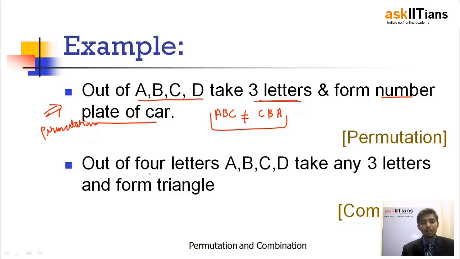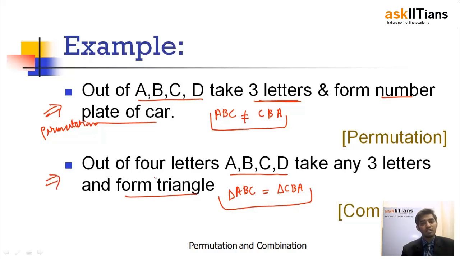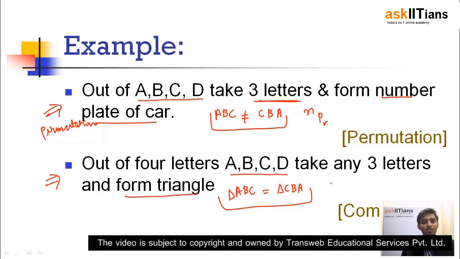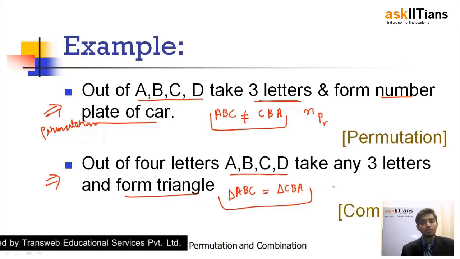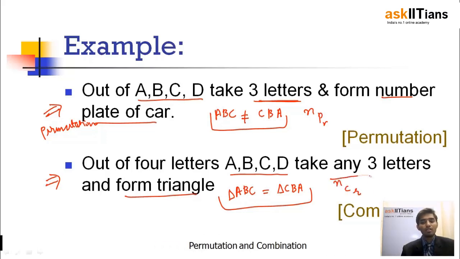while in the second part you can see that there are again 4 alphabets and you have to form a triangle. If there is a triangle ABC, that will be equal to triangle CBA also. So in this case order does not matter, and if the order does not matter, this becomes a problem of combination. So wherever order is important, that becomes a problem of permutations, and you will use the formula nPr. And wherever only selection is required, there is no particular order in which the letters or the objects can be arranged, there you will use combinations, and the formula that you will use is nCr. This is the basic difference between permutations and combinations.